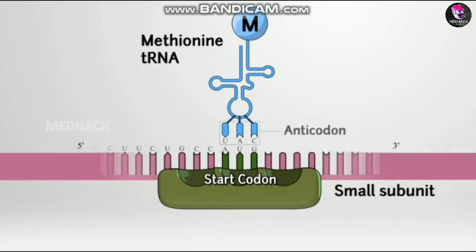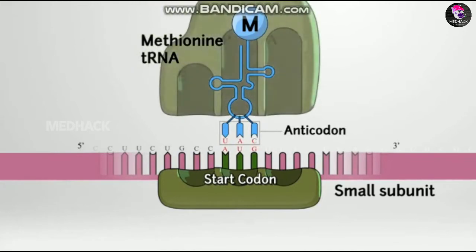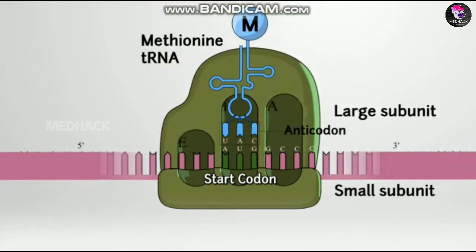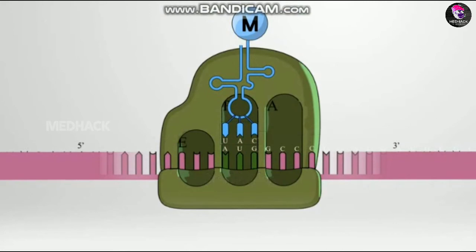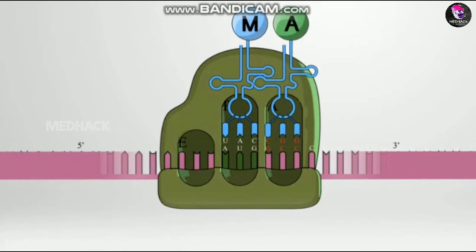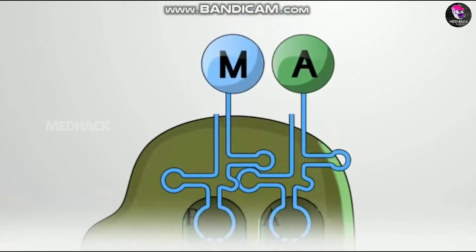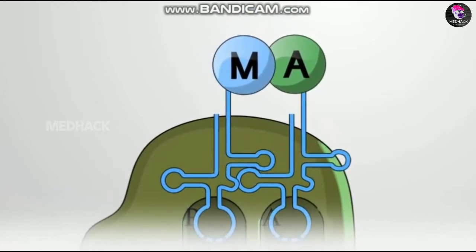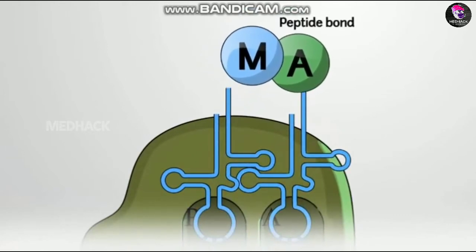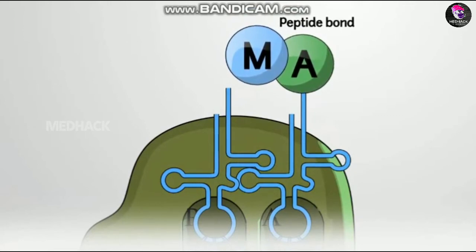Next, the anticodon of the methionine tRNA will pair with the AUG codon and recruit the large subunit of the ribosome. Synthesis of the new protein starts when a tRNA carrying its amino acid binds to the next codon of the mRNA through its anticodon. This action places the new amino acid in close proximity to the previously incorporated amino acid, which forms a peptide bond between the two amino acids.